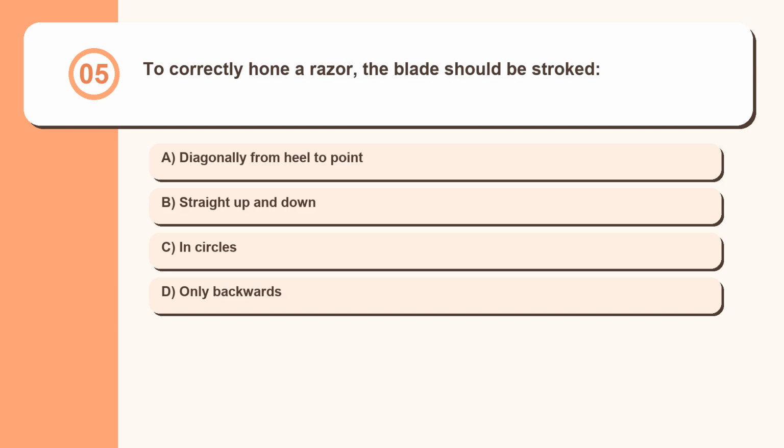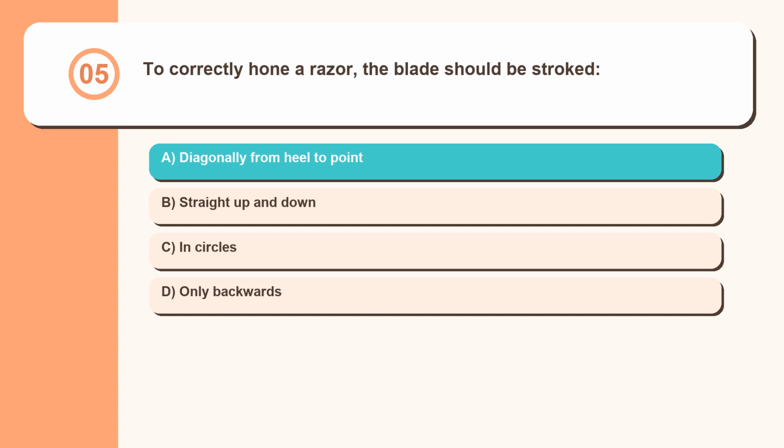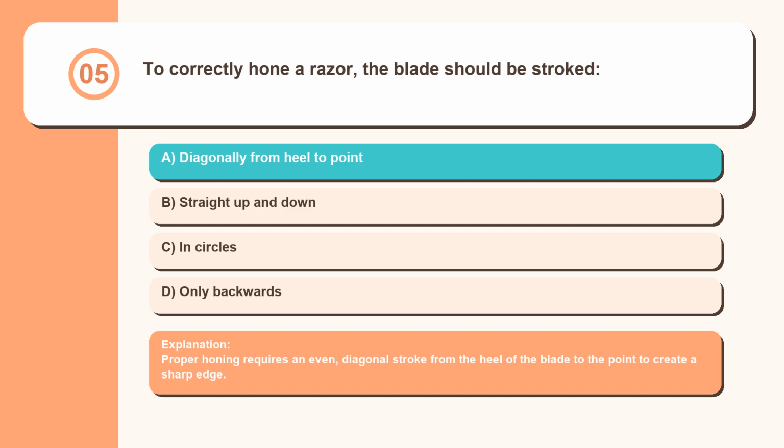Question 5. To correctly hone a razor, the blade should be stroked diagonally from heel to point, straight up and down, in circles, only backwards. Proper honing requires an even, diagonal stroke from the heel of the blade to the point to create a sharp edge.